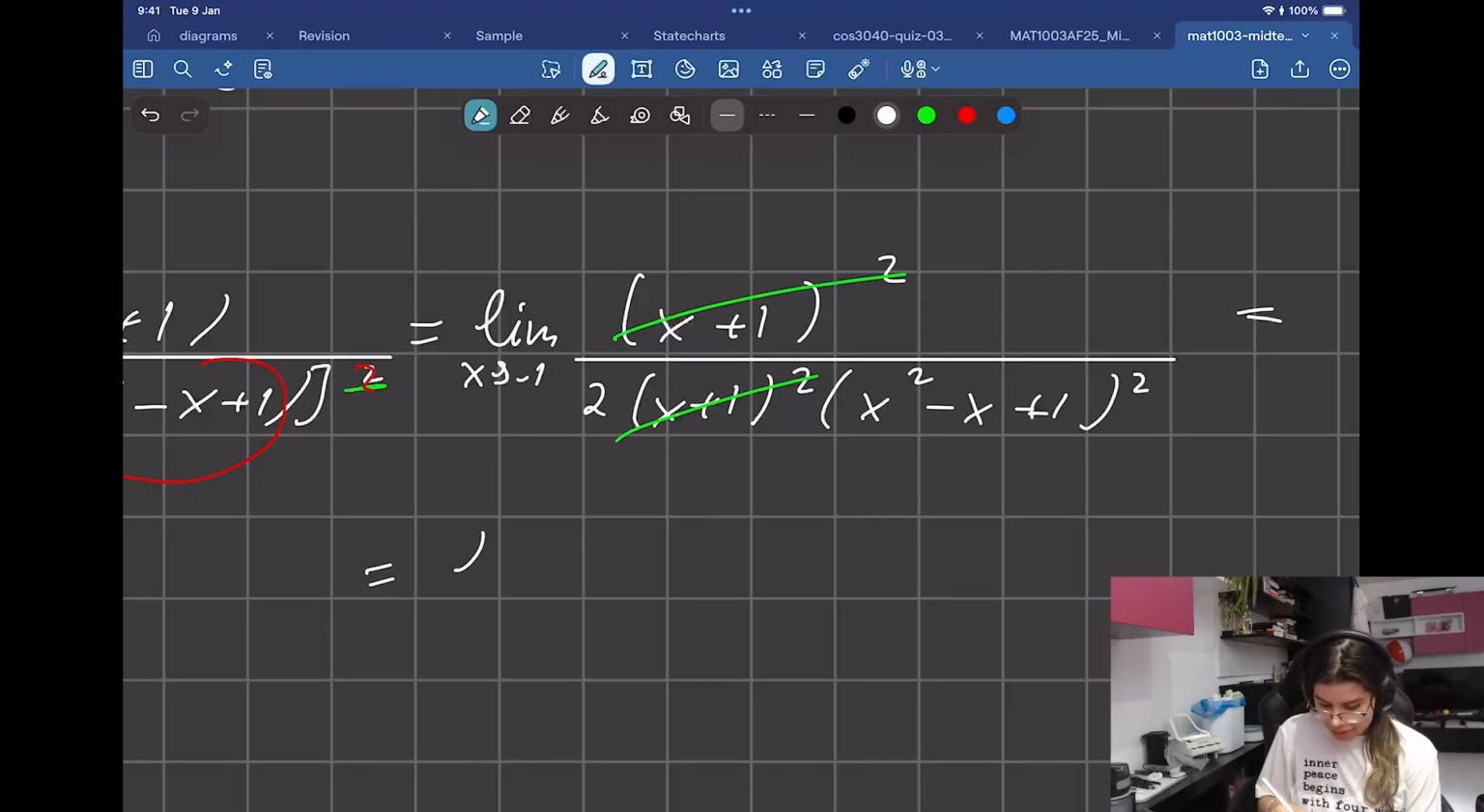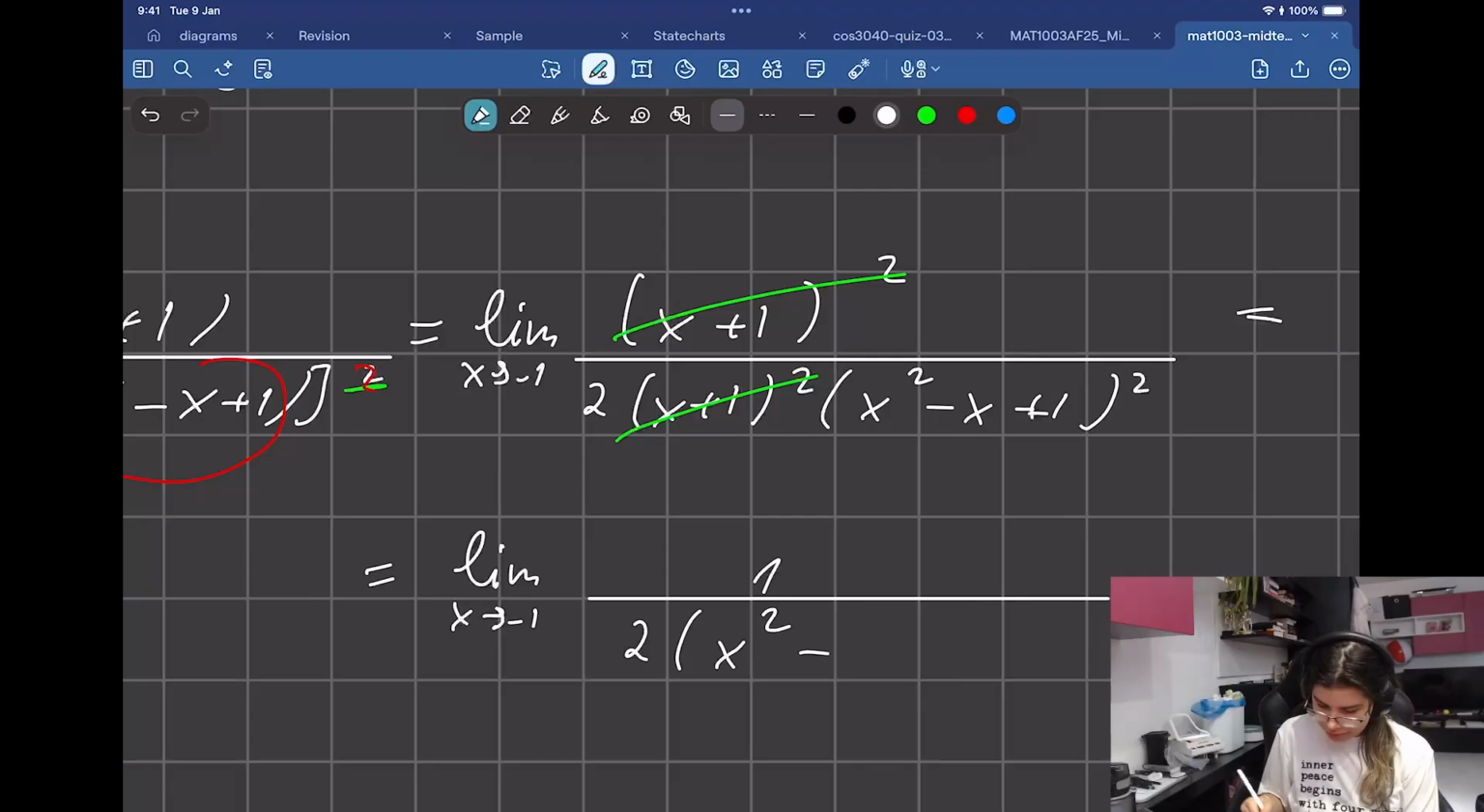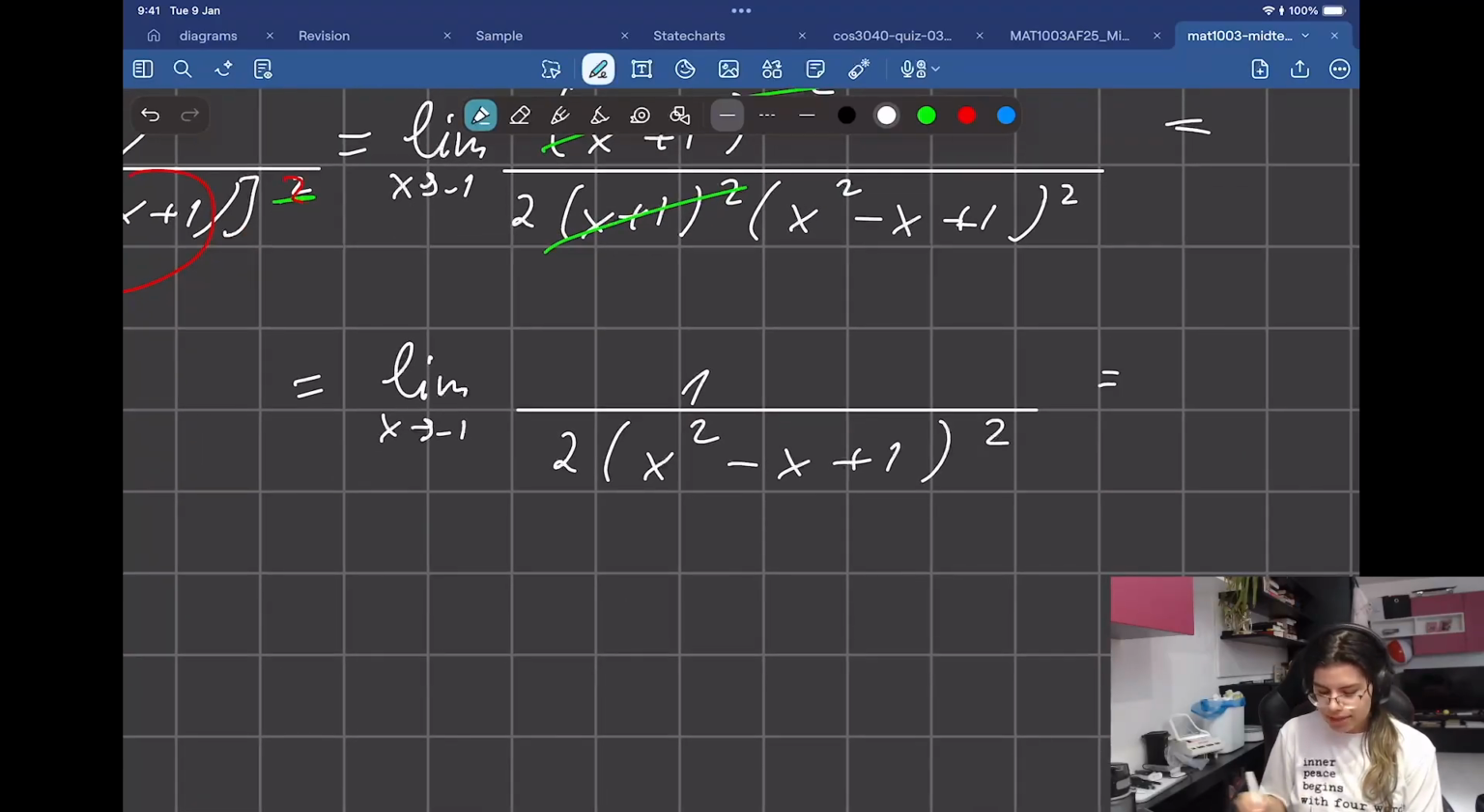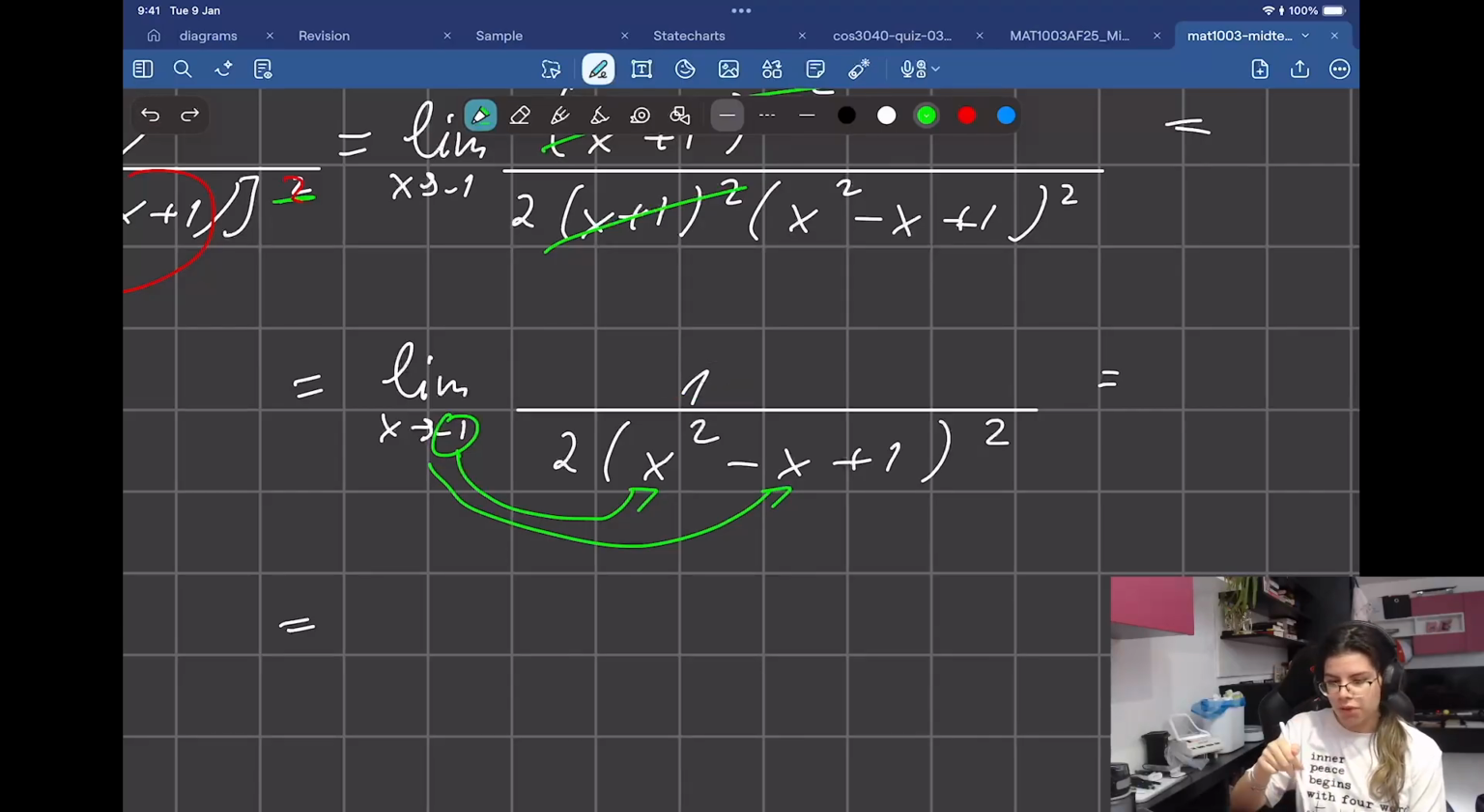So now we get limit as x approaches minus 1 of 1 over 2 times x squared minus x plus 1, the entire thing squared. And at this point, I will just try to plug in minus 1 for each x and see what happens. Because at the top I have a 1, which is a good sign. If it were 0, it could have been problematic. But now I have 1 at the numerator, so let me just plug in the x and see what happens.